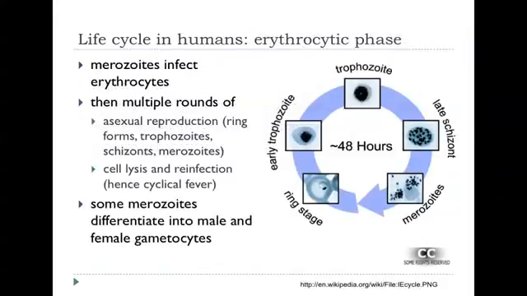Once they get into the blood, as I say, they go through this cycle, the so-called erythrocytic cycle phase. They infect red blood cells and have this asexual reproduction, so they have these so-called ring forms, trophozoites, schizonts, merozoites. Again, you don't really need to know all the details of that, but basically this cycle goes on every 48 hours or so, differentiating, getting to the stage where they then lyse the cells and reinfect. And the burst of lysis and release of parasites actually causes a fever, and that's why we get this cyclical fever in malaria. And as I say, a minority, just some of them, differentiate into the male and female gametocytes.